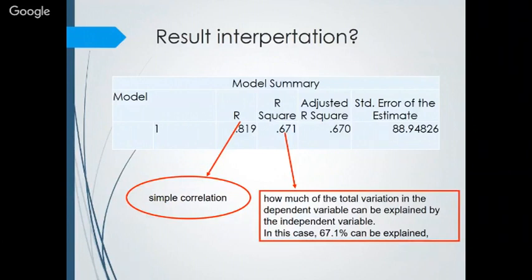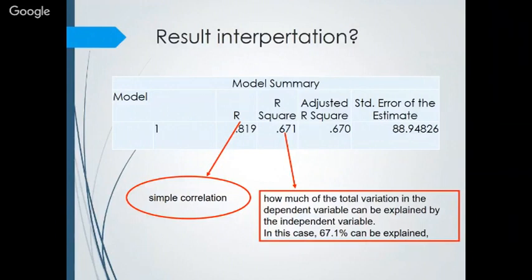In this case, what r square says: there is a dependent and an independent variable, which is common terminology. We said that y is equal to a plus bx. There are two variables. Y is the dependent variable and x is the independent variable. So the r square value says how much of the total variation in the dependent variable can be explained by the independent variable, that is the x variable. In this model it is 0.67.